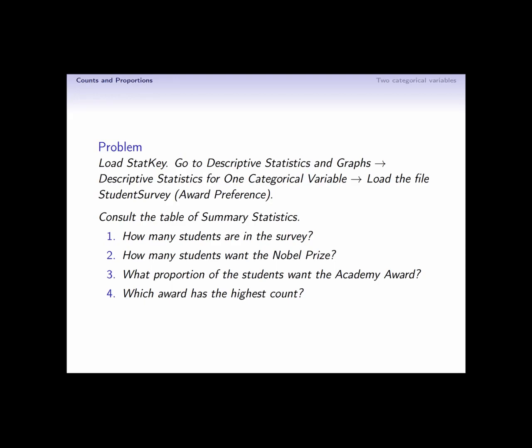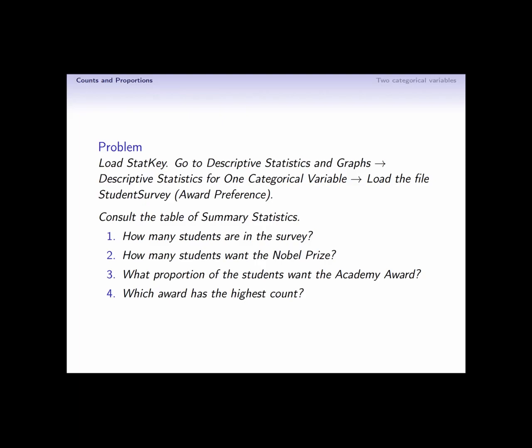So a group of students, college-age students, was asked, which award would you most want? An Academy Award, a Nobel Prize, or an Olympic medal? And so each student in this data set represents a row, and there's a single column, and that's the award that they prefer. And so what you're going to see in this data set is just row after row of either the Nobel Prize, the Academy Award, or the Olympic medal, depending upon which of those three that particular student selected. So it's a very simple data file.